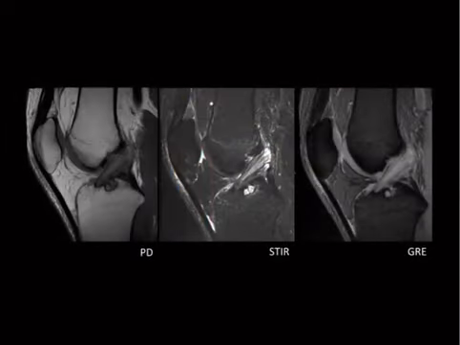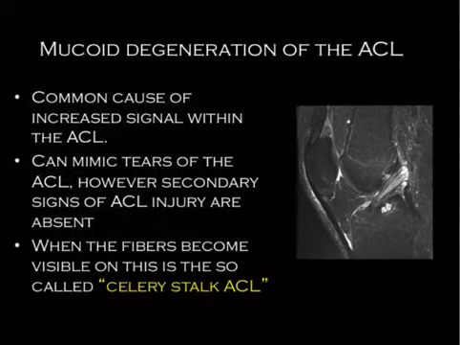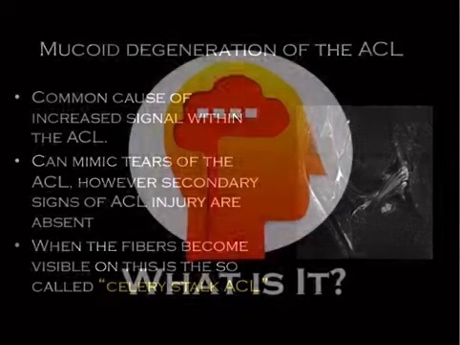All right, next case, another knee case. And what this is trying to show is this right here, maybe some people would say that looks like a drumstick. And this right here, maybe some people would say looks like a celery stick. This is mucoid degeneration of the ACL. It's a common cause of increased signal within the ACL. It can mimic an ACL tear, like if you were looking at this right here, but of course on other sequences you can see that those fibers are intact. It's another ANT mini. It's worth knowing.